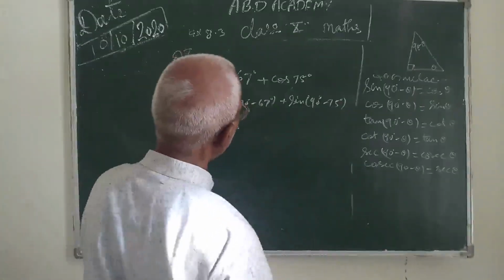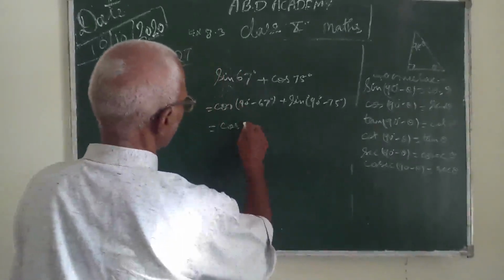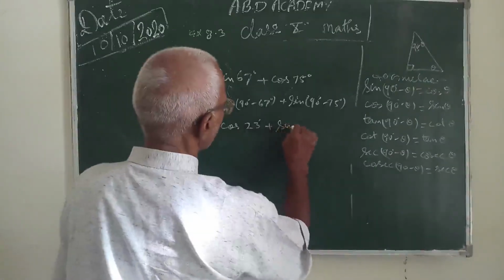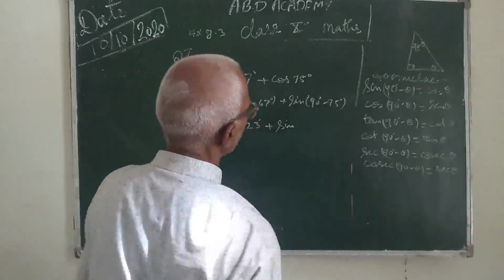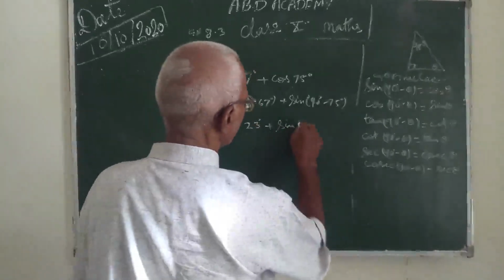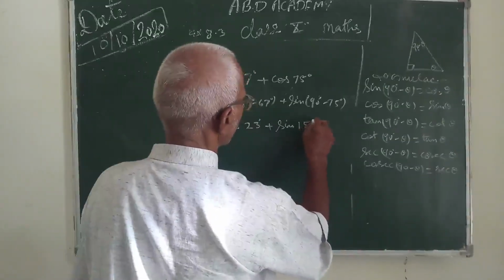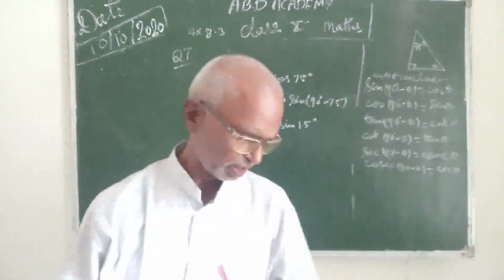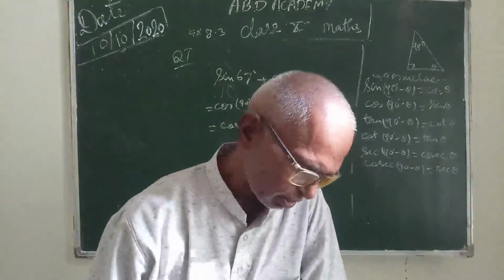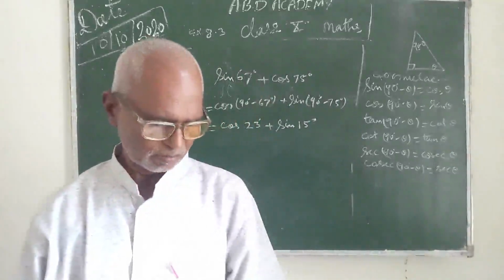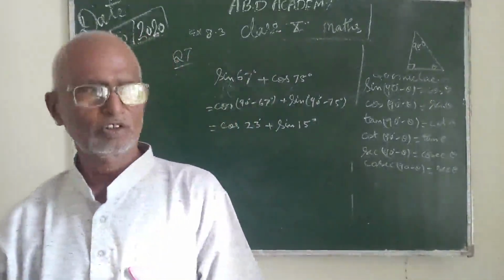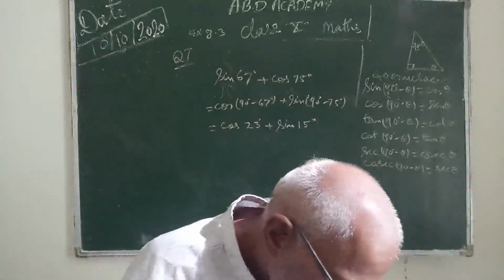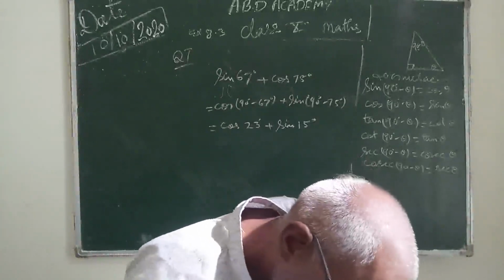When 67 is subtracted from 90, it comes 23 degree. So it becomes cos 23 degree, and sin, when 75 is subtracted from 90, it comes 15 degree. And these two angles are less than 45. So we have expressed these given ratios in terms of trigonometric ratios of angle less than 45 degree. Thus this exercise 8.3 is finished.